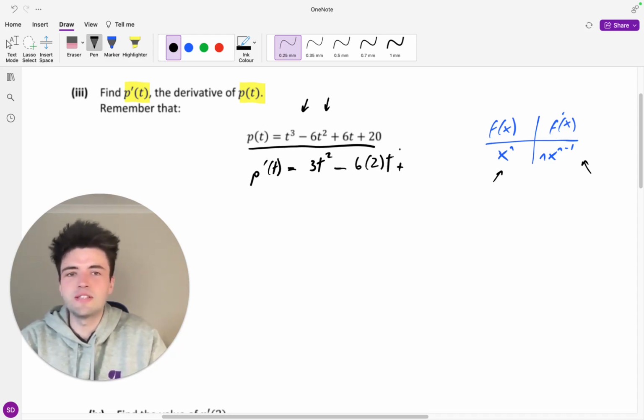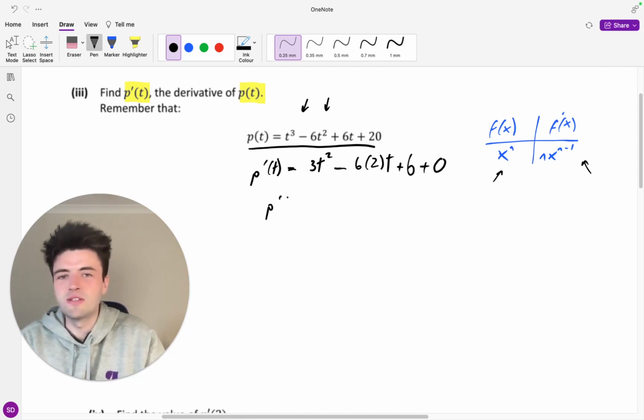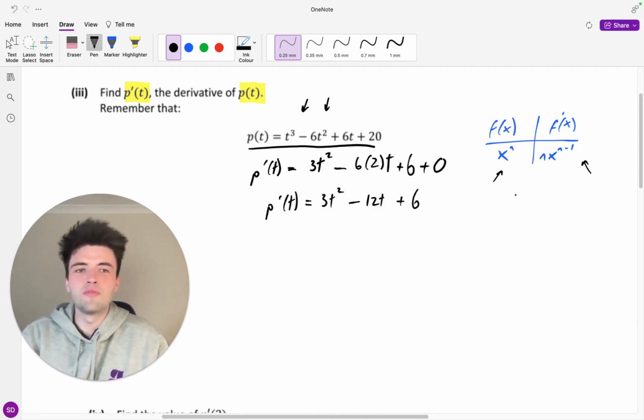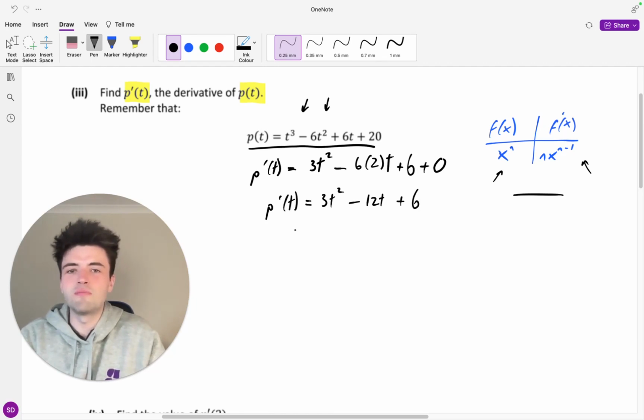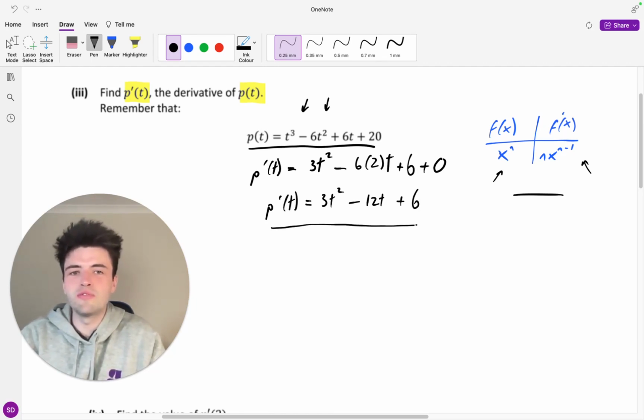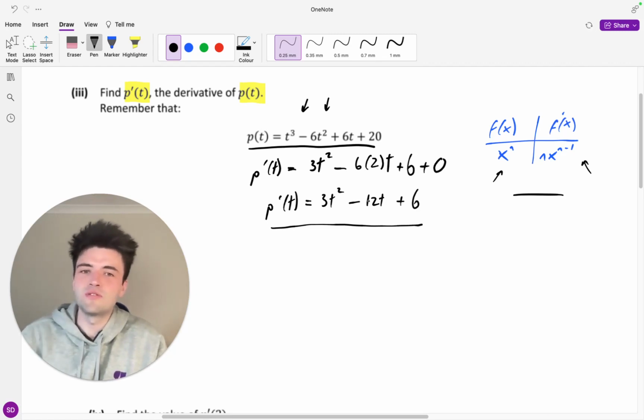Then our plus 6t is going to go to plus 6. So in this case, our power, which is 1, comes down in front, so it just leaves the 6, and the t disappears because we've got t to the 0, and then this plus 20 goes to 0. So just put a plus 0 here, and our last step is going to be to tidy this up now. And so by applying our rule from the log tables over here on the right to each term, we get that p dash t, or the first derivative of p of t, is going to be 3t squared minus 12t plus 6.